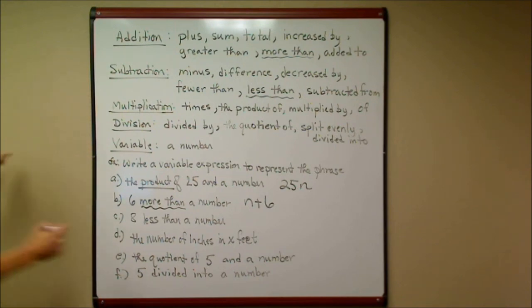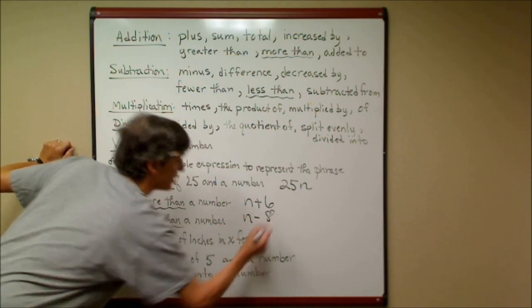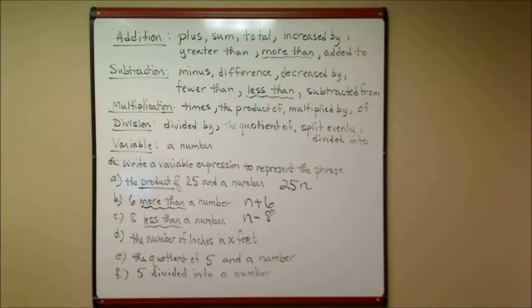Now, in part C, I have less than. And less than, like more than, switches the order around. It says 8 less than a number. Less than is subtraction, but it's not 8 minus the number. 8 less than the number means you're subtracting the 8 from the number. Again, I'm going to use n, so I'm going to write n minus 8. Here order is extremely important, because if you switch the order around, 8 minus n does not represent the same expression.